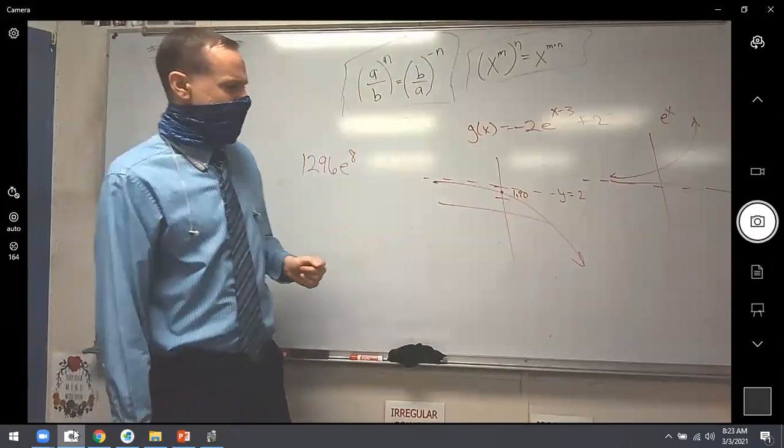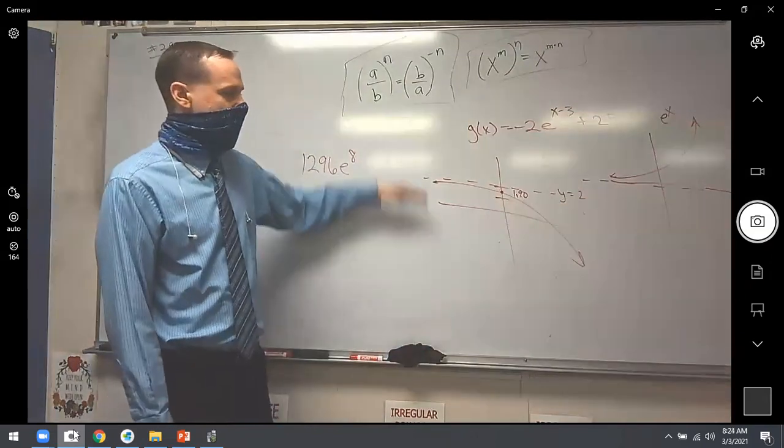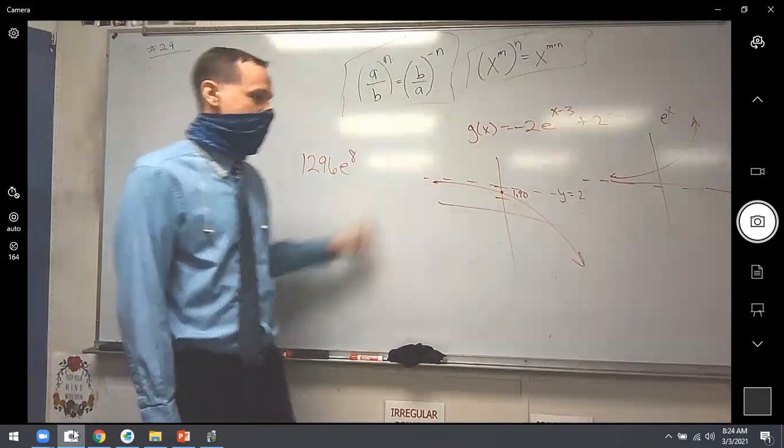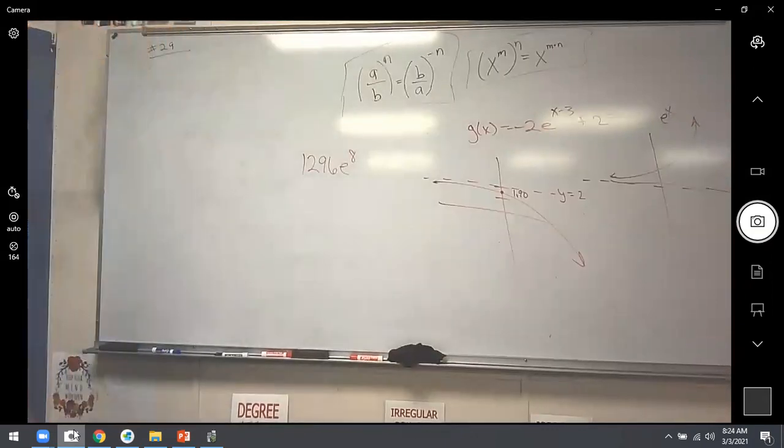I don't think there's anything else to say. I mean, we could harp on the domain, right? Negative infinity to infinity. Range is negative infinity up to 2, right? And behavior: the limit as x goes to negative infinity goes to 2. Limit as x goes to positive infinity goes down to negative infinity. We can do all that kind of stuff. But that's a good rough sketch. Great. So same thing we've been doing. Any questions over the graph stuff? Same things as always.